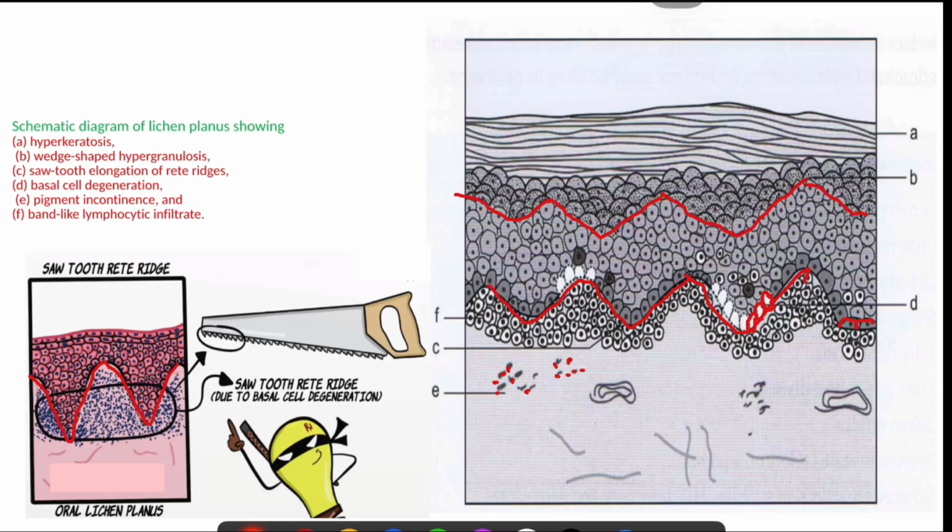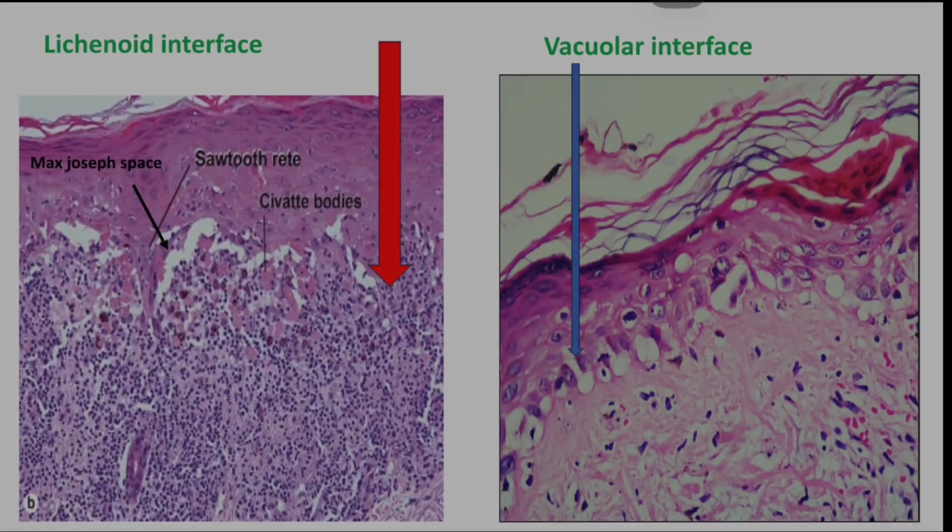And at the junction, this is epidermis and this is the dermis. At the junction, there is a band-like infiltrate of lymphocytes. So this is how you have to remember. Lichen planus shows hyperkeratosis, wedge shaped hypergranulosis, basal cell vacuolization, sawtooth of rete, elongation of rete, pigment incontinence and band-like lymphocytic infiltration.